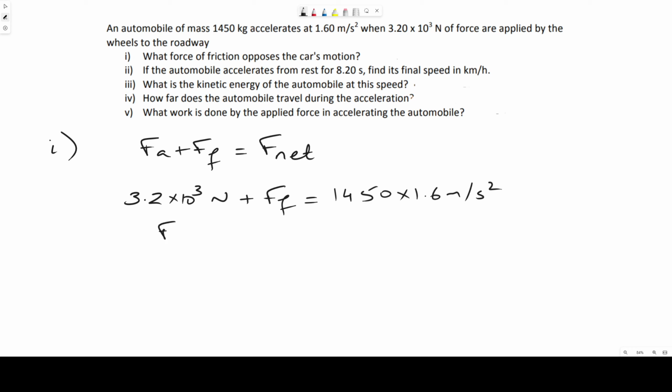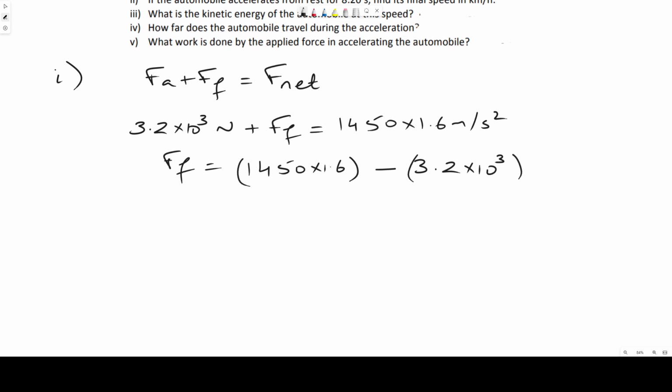Then the force of friction would be equal to 1450 times 1.6 meters per second square minus 3.2 times 10 to the power 3 newtons. Here I get the force of friction equal to negative 880 newtons. This negative sign indicates that the direction of the force of friction is opposing motion, so that means it's correct.